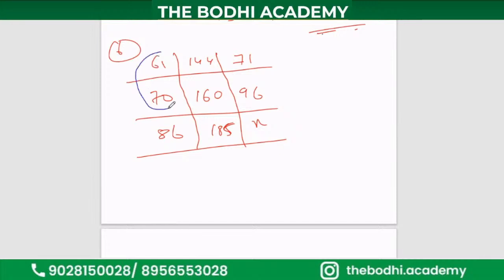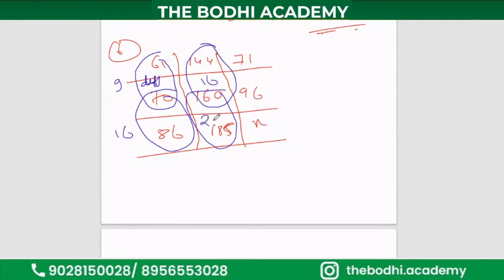What is the difference between these? You will say 9. And what is the difference between the second and third? You will say 16. Now, what is the difference here? See, 144 and 160, you will say 16. And what is the difference between 160 and 185? It is 25. What is the difference between 71 and 96? You will say 25. So now, are you getting something?